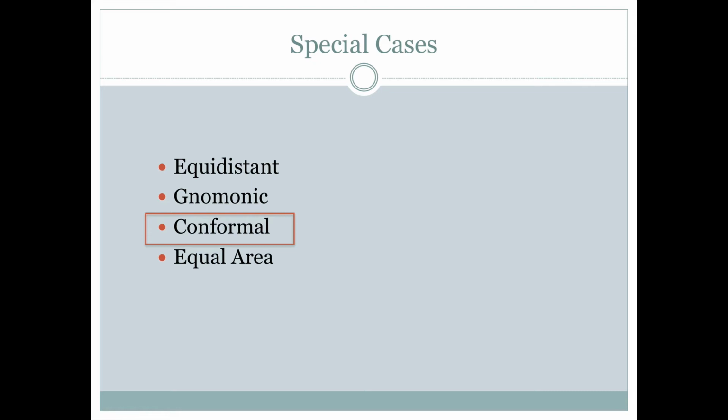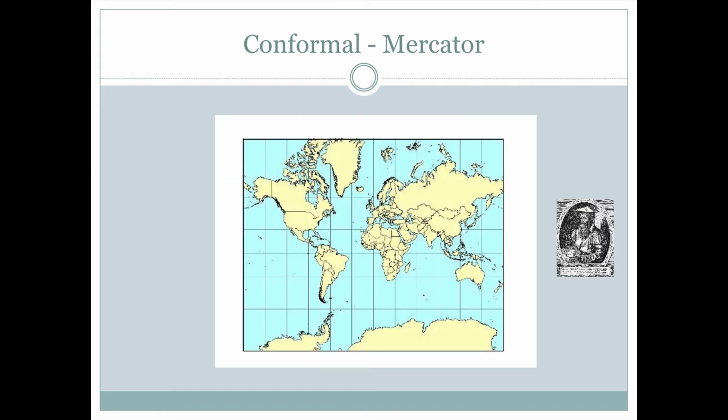Another type of special case of map projection is the conformal projection. With the conformal projection, what we see is that shapes are preserved, so that everything in this map projection is its proper shape. As you may guess, what is not preserved is the size. So some things appear quite larger than they really are, especially as you move away from the equator.